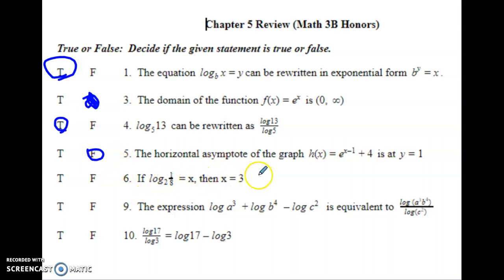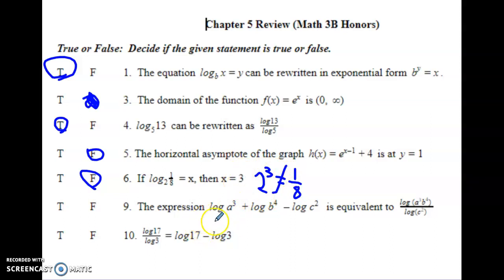This one, I'm just going to change it to exponential form because that makes sense in my mind. So it would be 2 to the x, but then we're told that x is 3. So it's 2 to the third equals 1/8, and that is not true. So this is not true, the whole thing. If this were a negative 3, then it would be equal, but because it's a positive 3, it is not equal.